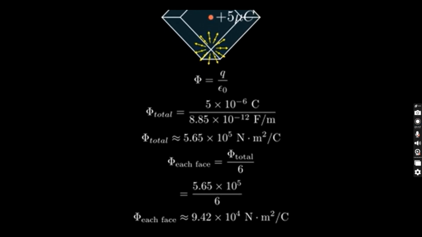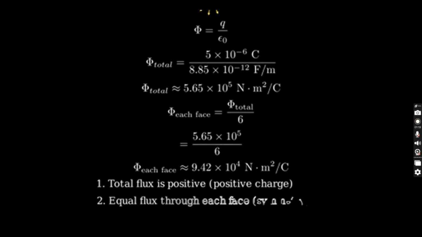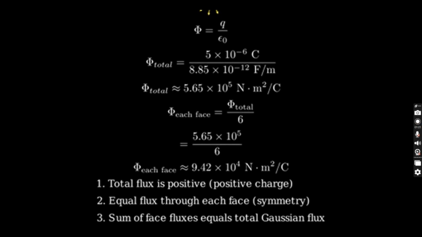This result makes intuitive sense because, first, the total flux is positive since we have a positive charge. Second, the flux through each face is equal due to the symmetrical position of the charge. And third, the sum of the flux through all faces equals the total flux predicted by Gauss's law.